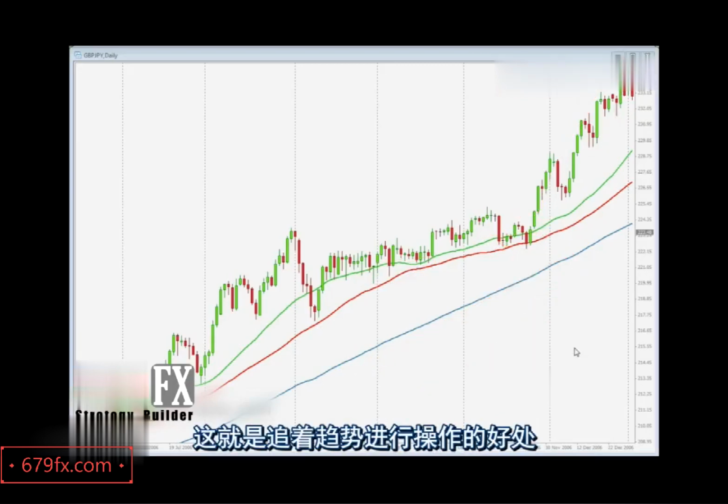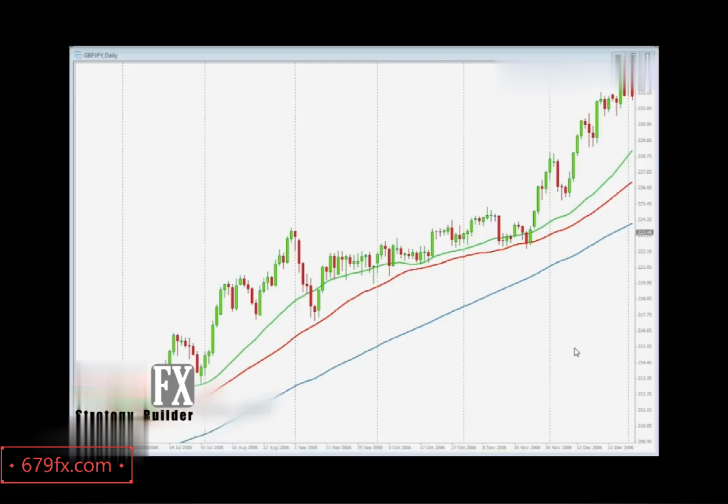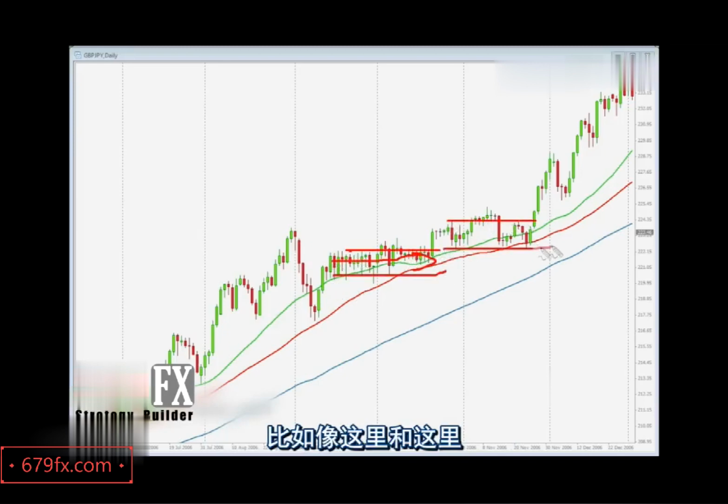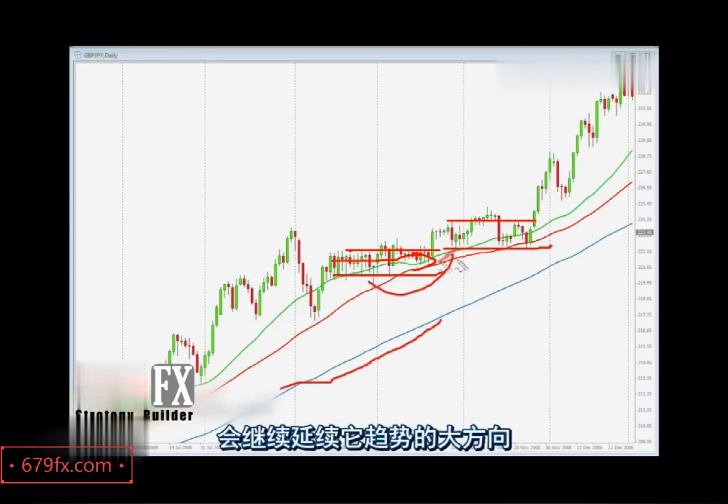That's the beauty of trading in the direction of the trend. There are more chances that sooner or later, even though you may go through an area of consolidation, such as in here, or here, there are higher chances that the trend will eventually push price in the direction of the overall market sentiment, just as it did here.